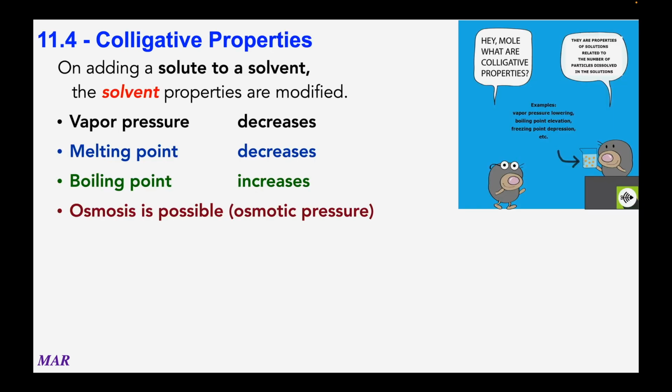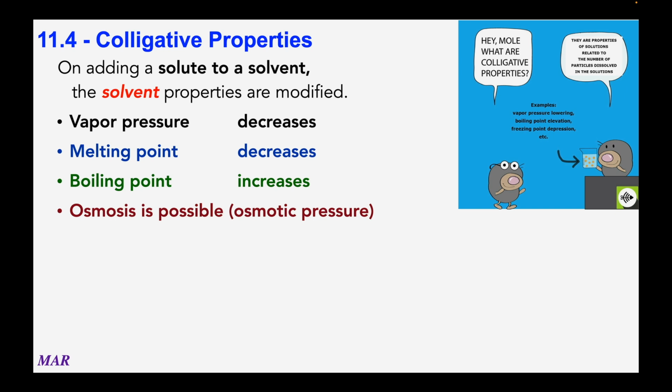Solutions are important to chemists because solutions have properties that the individual solutes and solvents do not. And if you have a solution, you can take advantage of what are called colligative properties.